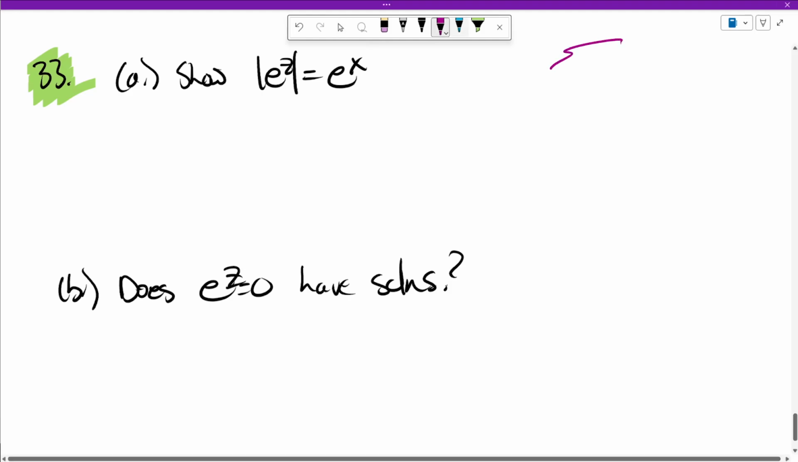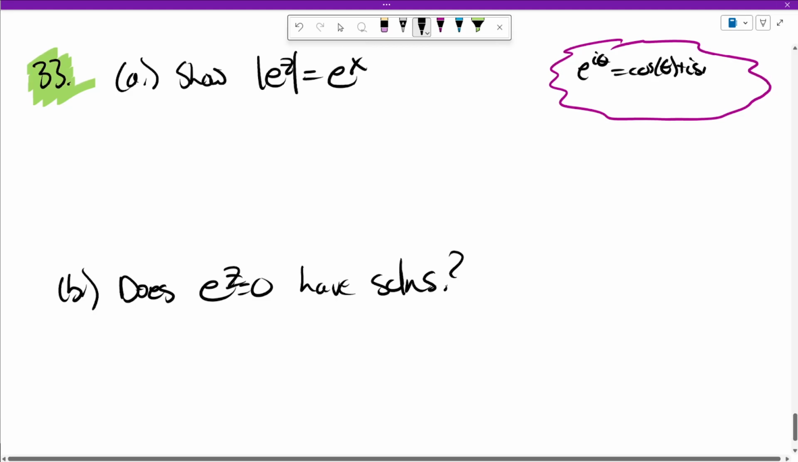So let me recall here that e to the i theta is cosine theta plus i sine theta. In particular, the modulus of e to the i theta is 1 because it's on the unit circle.